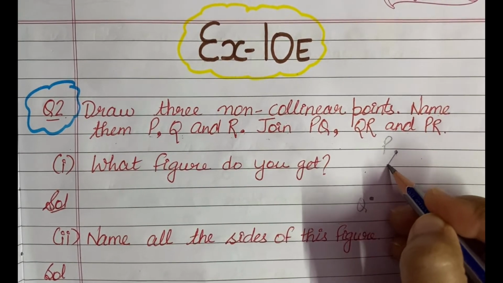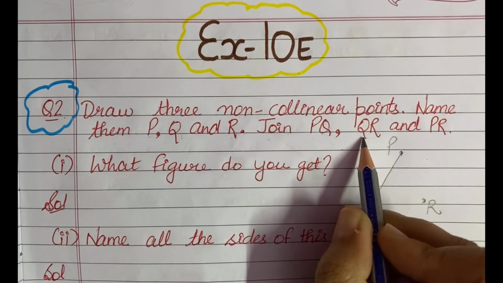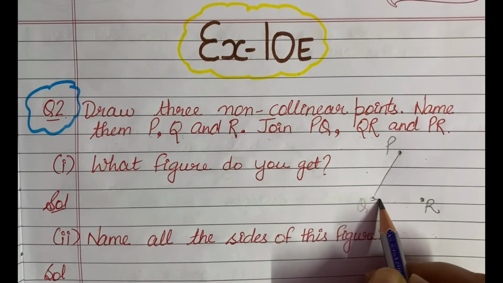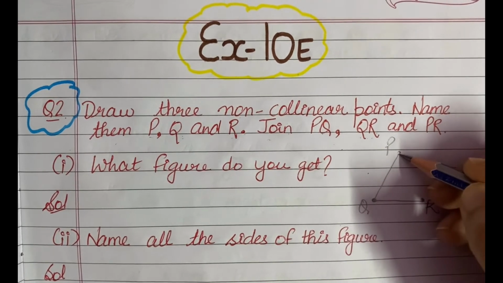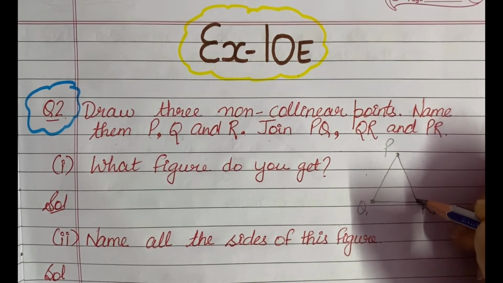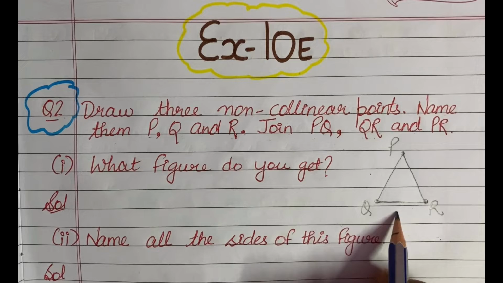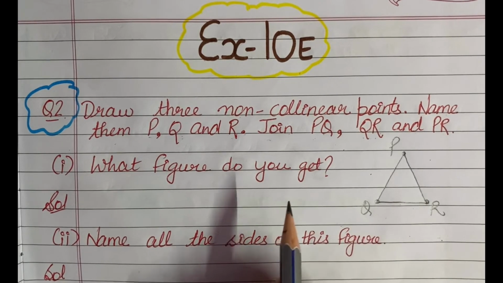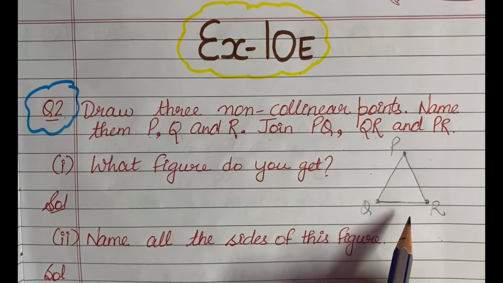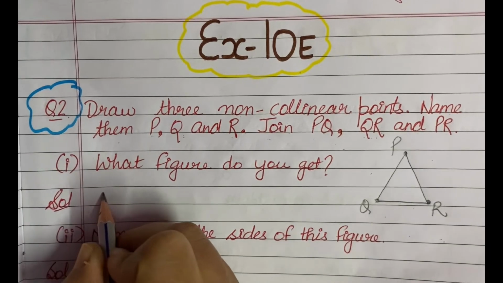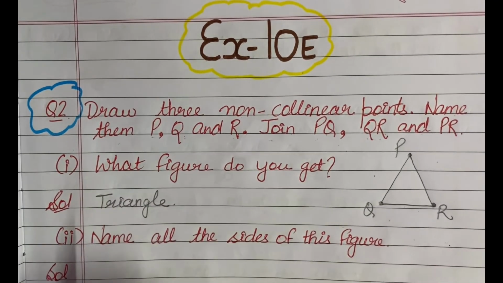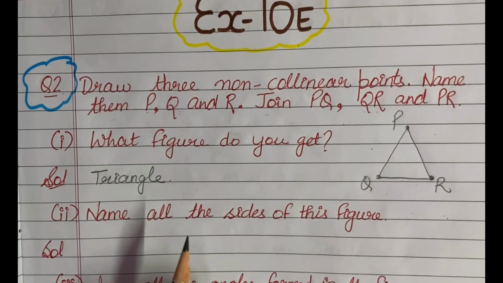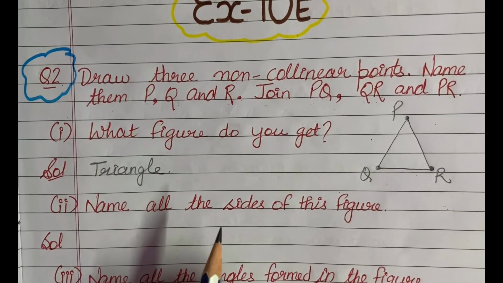Join this PQ. Join QR. Join this QR and you have to join PR. So join this PR. Now on joining these points, what figure do you get? You get a triangle. So write here triangle. Then the question says that name all the sides of this figure.